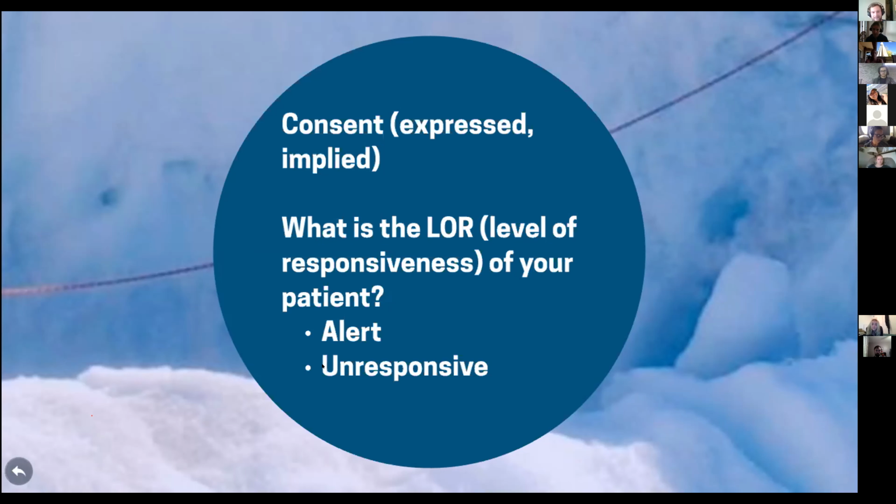So that's great. If somebody is unresponsive, that's bad news. If they can't respond to you, if they're not responding to your verbal or painful stimuli, you're going to have implied consent, and you're going to want to make the best you can with that situation with this patient assessment system that we'll go over.